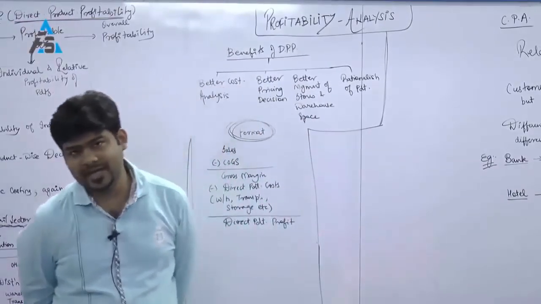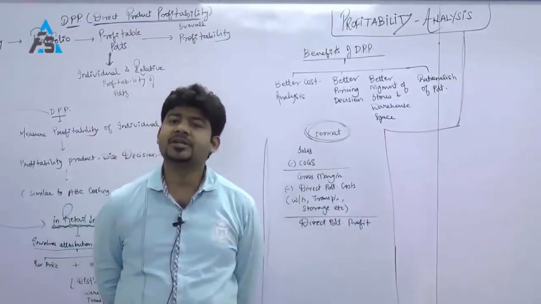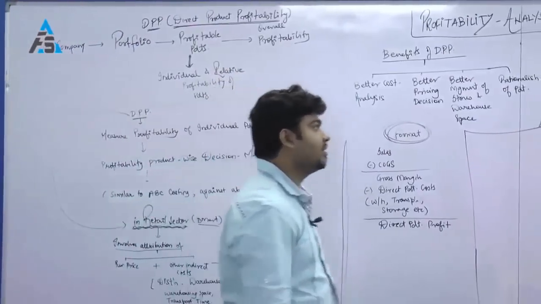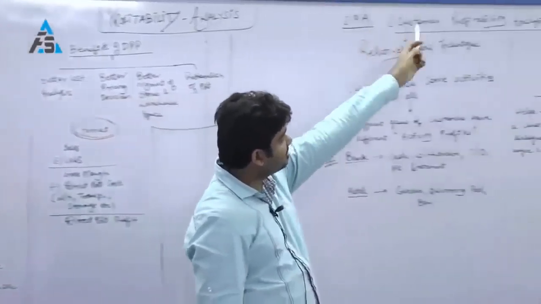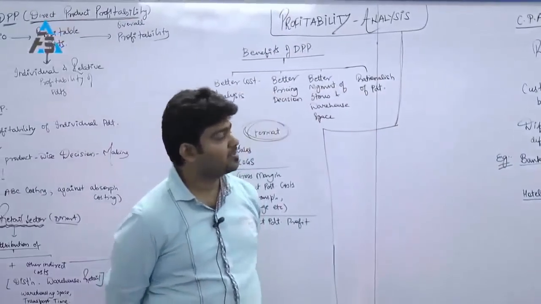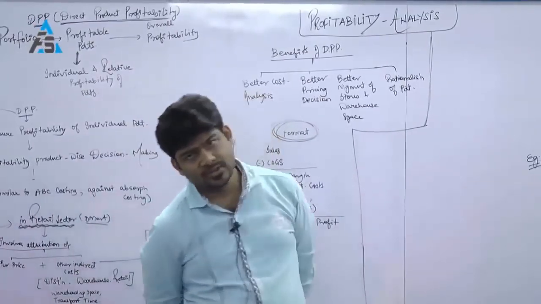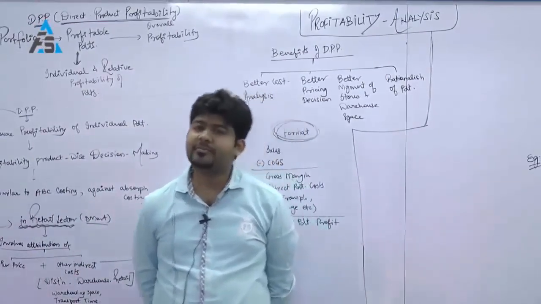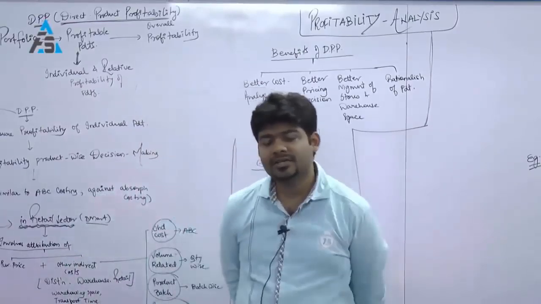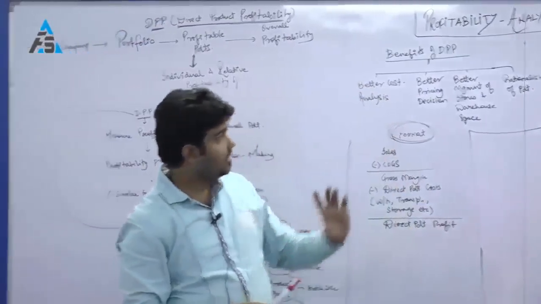So it can be any question. It can be a theory question related to DPP, or a practical question related to DPP, direct product profitability, that we are going to study now. It can be a direct theory question on customer profitability analysis, CPA, or a practical question on customer profitability analysis. And last is balanced scorecard. It can be a theory question on balanced scorecard, or a practical question on balanced scorecard. So that's how it works. Either way, things can be asked. So, 6 parts in a way.